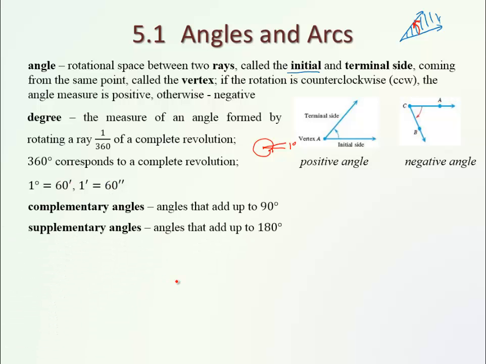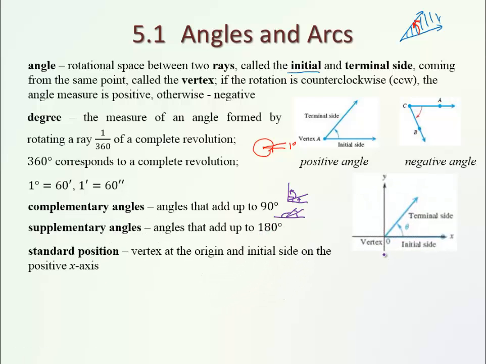Let's recall some names of special angles. For example, two angles that add up to 90 degrees are called complementary angles. So those are angles that add up to 90 degrees. For example, this angle and that angle. Angles that add up to 180 are called supplementary angles. Those are angles on a line, and it could be two angles or more. For example, these three angles are called supplementary because when added, they create 180 degrees.